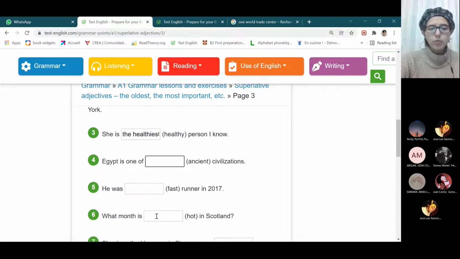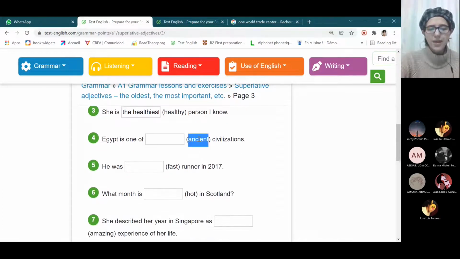So, Dana, what about number 4? We have here the adjective ancient. So let's count the syllables, yes? An-ci-ent. We have 3 syllables, Dana. How are we going to put the superlative?